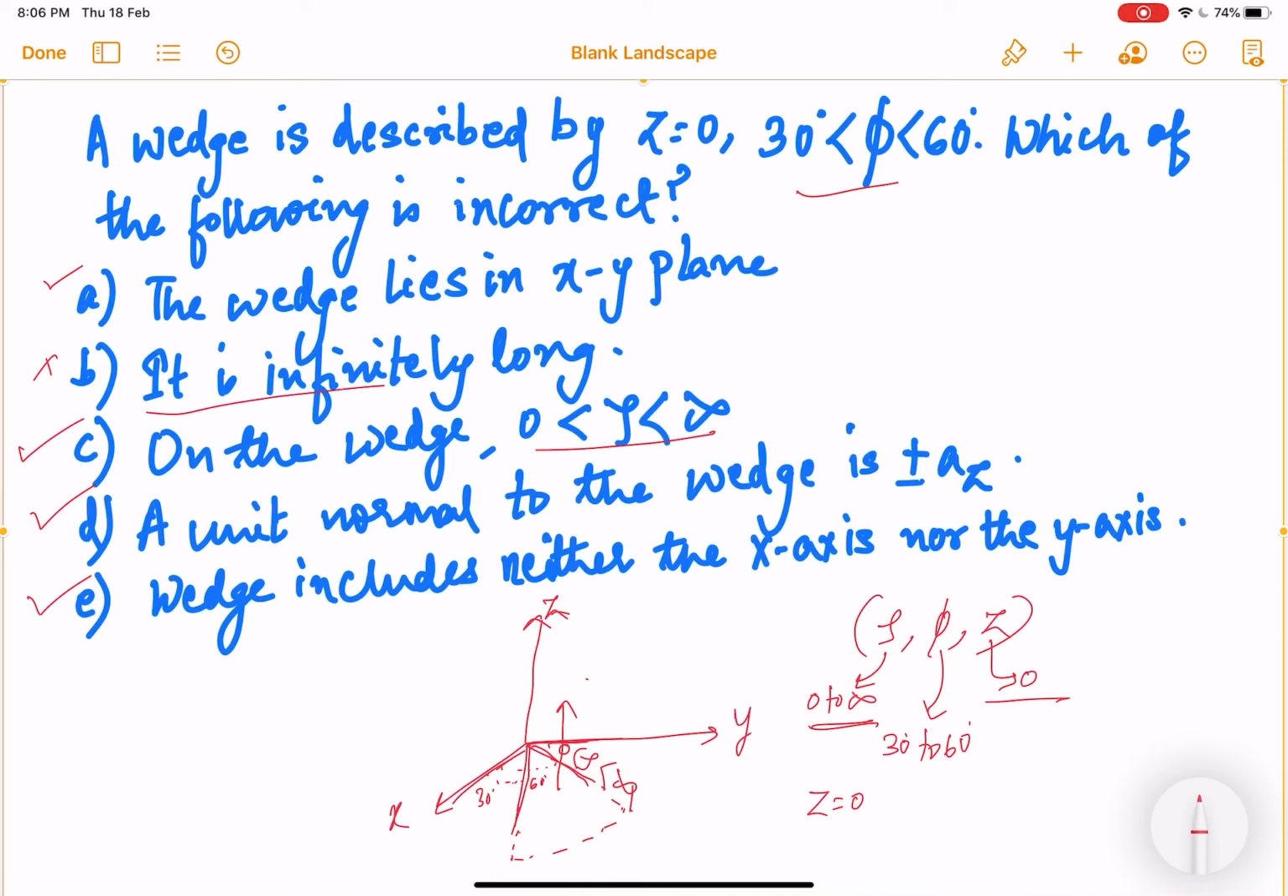So the question says which of the following is incorrect. That means my B statement is wrong, that is, it is infinitely long. So this will be my answer.